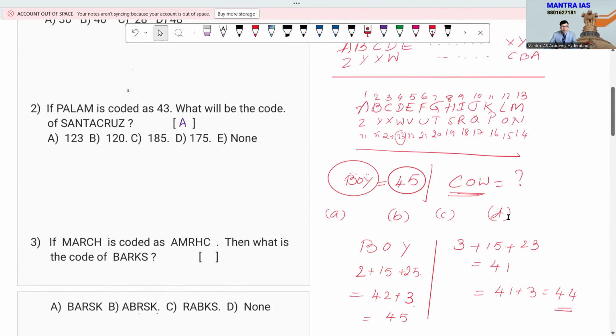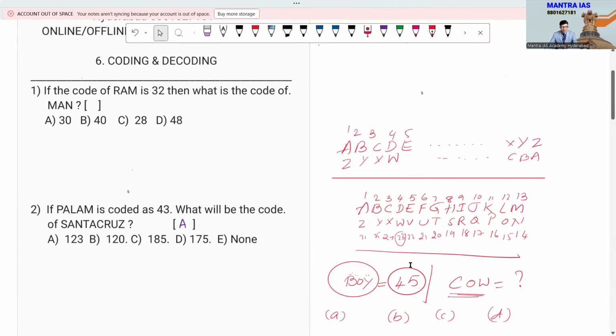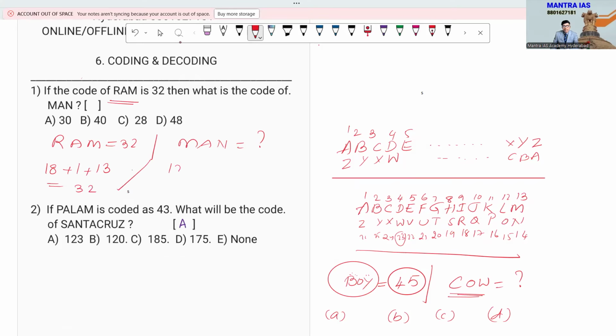Now today's topic, very important. Of course, I've taken a minimum number of questions, but I'll cover at least the point of how to solve coding and decoding problems in this topic. So beta, RAM is coded as 32. In the same style, how can you code MAN? This is the question. The place of R in alphabetical order is 18, A is 1, M is 13. If you add all these, 13 plus 1 is 14, plus 18 is 32. Same style: MAN, M is 13, A is 1 and N is 14. 14 plus 14 is 28. So the option is C.